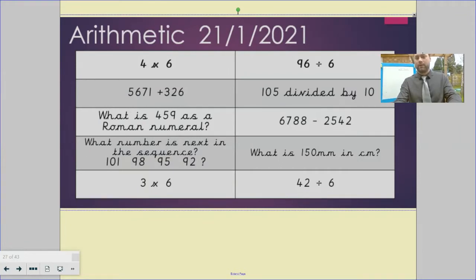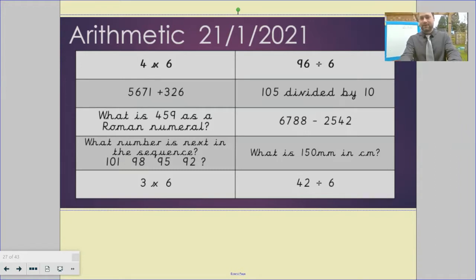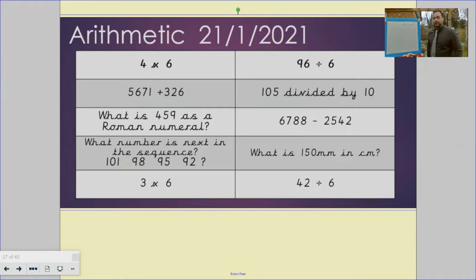Now, I know some of you have been really good with your maths this week and even spotting mistakes that I have been putting in. So well done. Right, here are your questions.